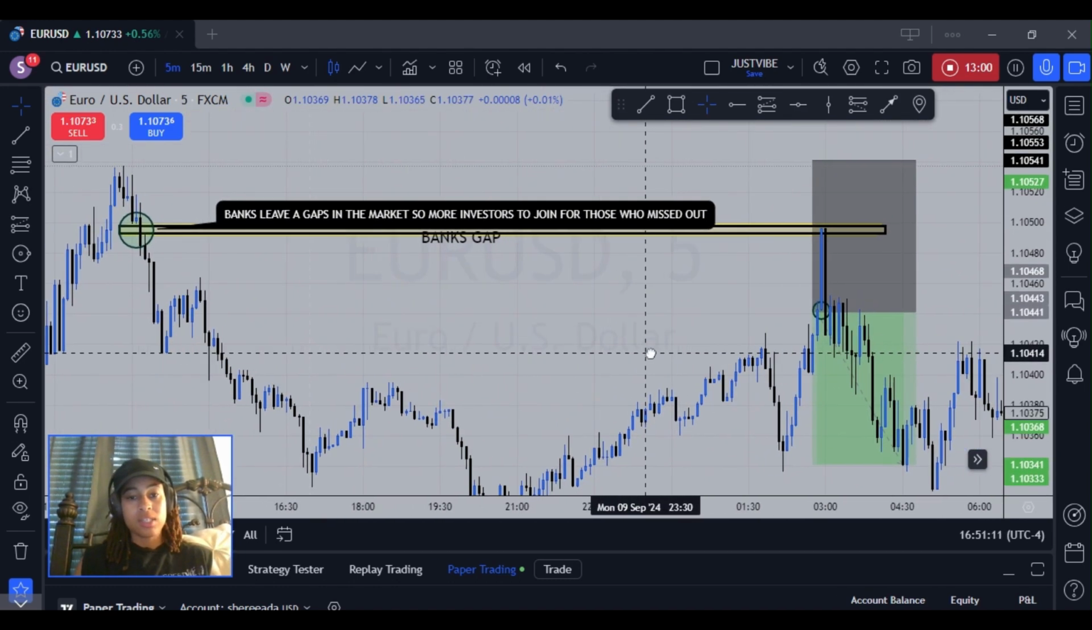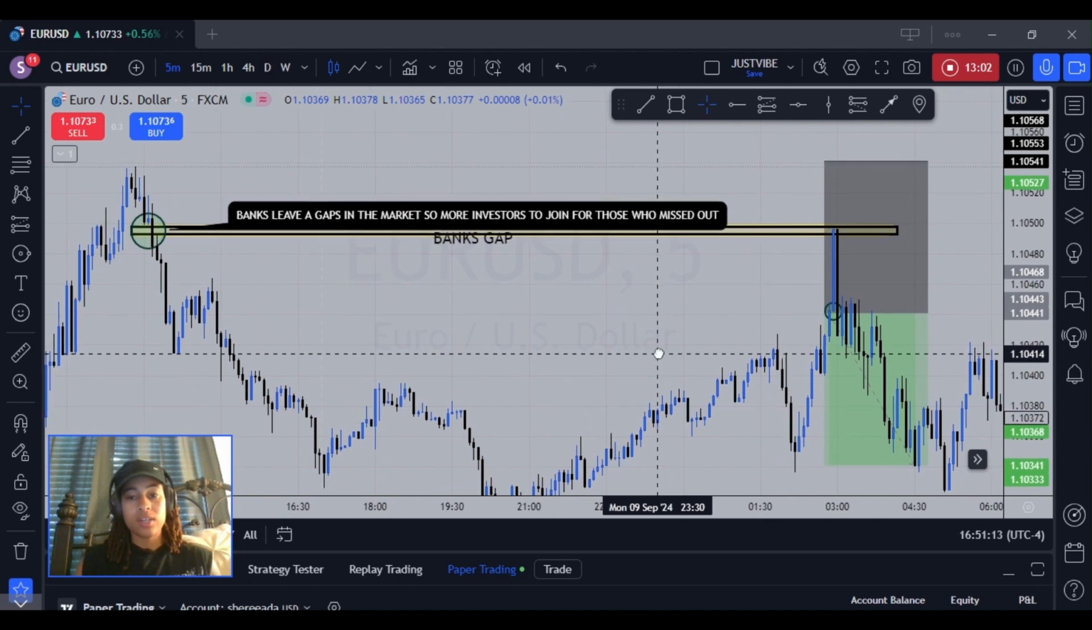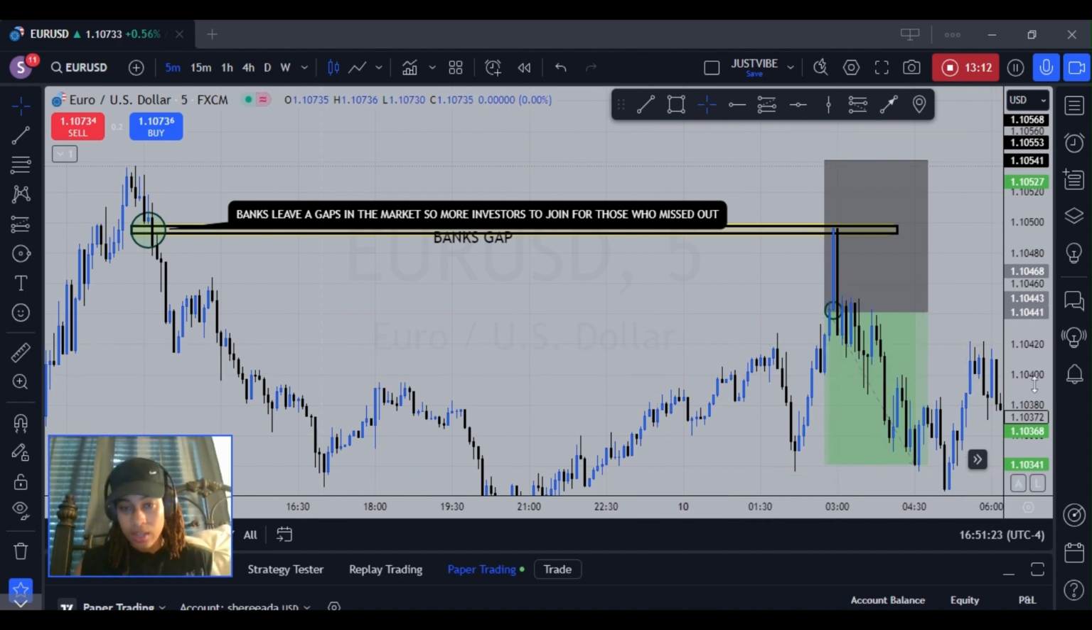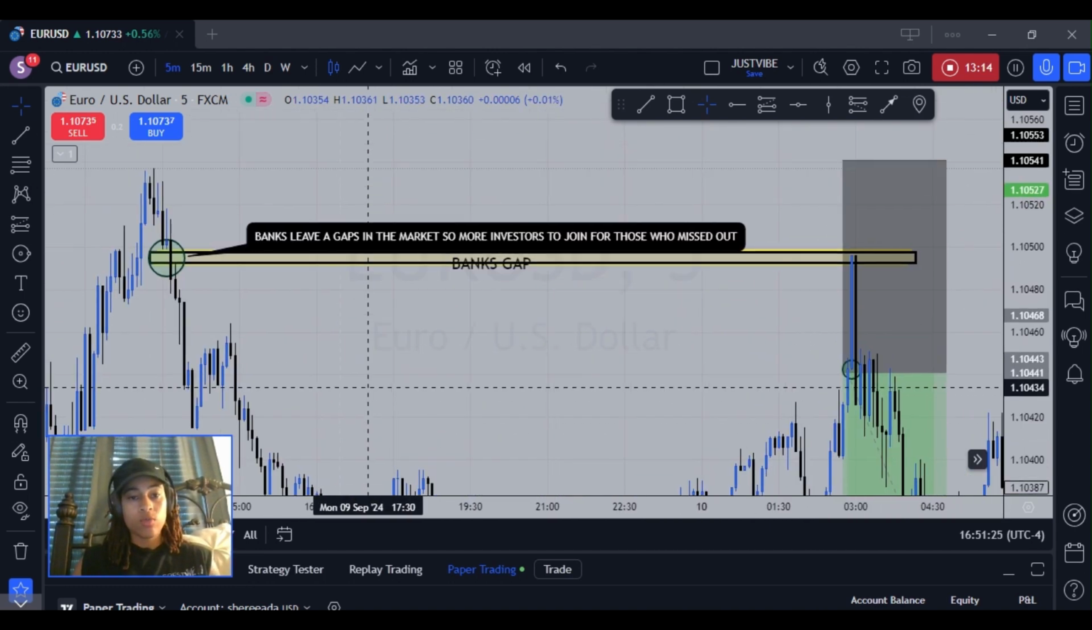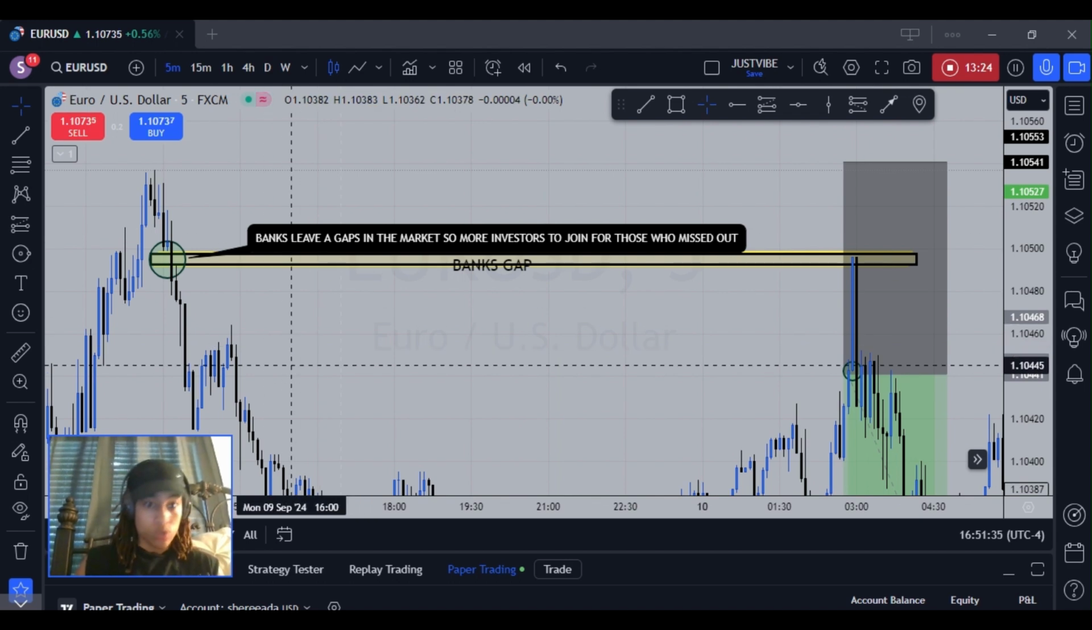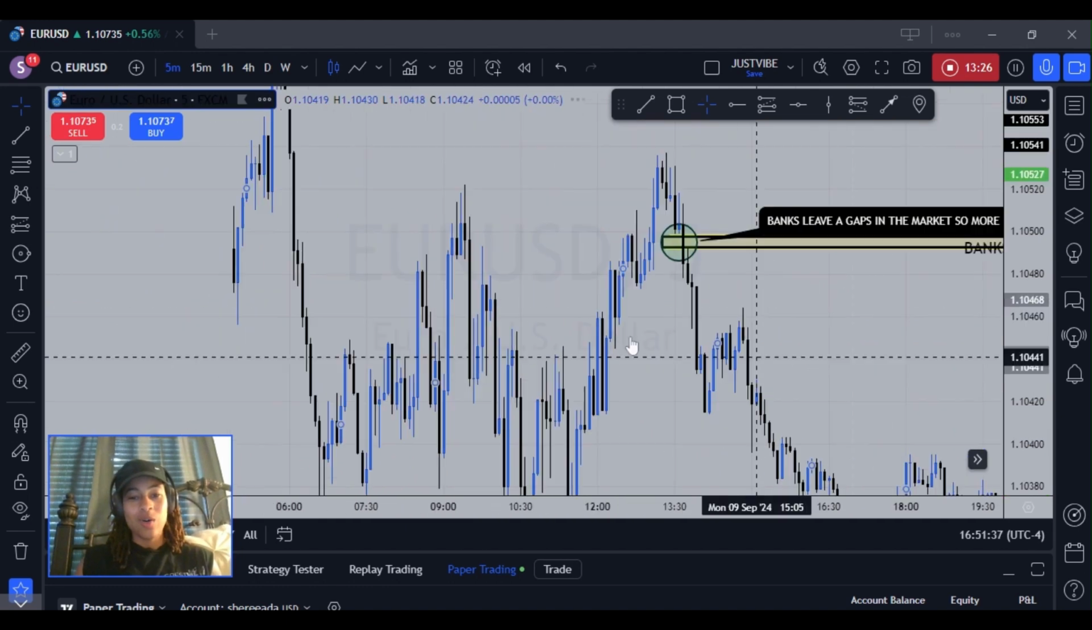So gaps is a huge thing because it's literally a cheat code. It's like, yo, we leaving a gap for you. Take advantage of that and hop into it. When they clear that gap, boom, hop in, make money with the bank. Like I said, write down these notes. Banks leave a gap in the market so more investors can join, for those who missed out. And we're going to join with those who missed out. Let's go on.